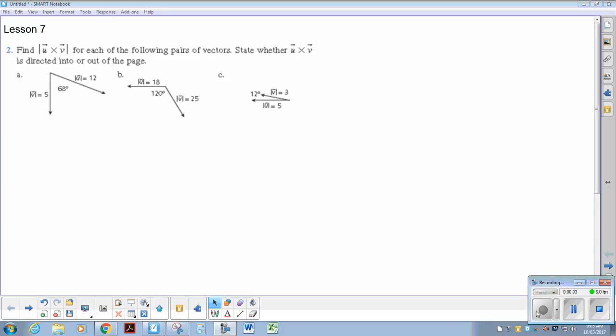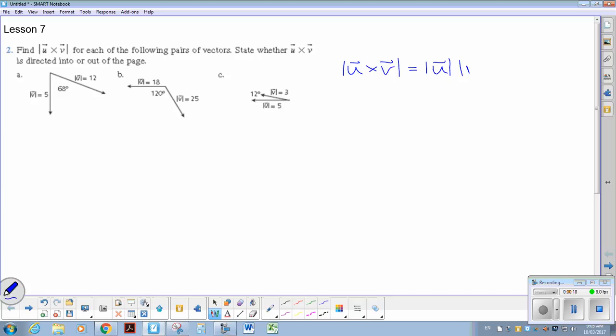Hello, I had a question about lesson 7, question number 2. And I don't think it's so much how to calculate the magnitude of the cross product. We know that the formula for the magnitude of u cross v, when you're not given vectors, is just the magnitude of u, magnitude of v, sine theta. And then the question I had was about how to determine the direction of the vectors with the cross product.